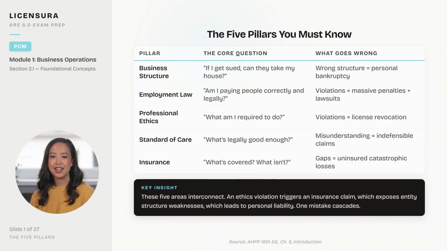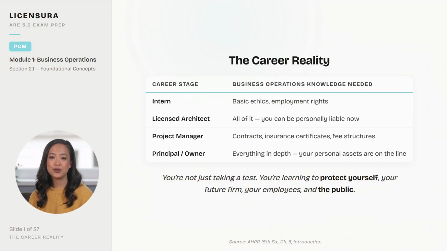What makes this tricky, and honestly what makes it interesting, is that these 5 areas are all connected. An ethics violation can trigger an insurance claim, which exposes weaknesses in your entity structure, which leads to personal liability. One mistake sets off a chain reaction across all 5 pillars. And don't think this is only relevant if you're a principal or firm owner. Whether you're an intern who needs to understand basic ethics, a licensed architect who can now be personally liable, a project manager handling contracts and insurance certificates, or a principal with personal assets on the line, this knowledge matters at every stage of your career.